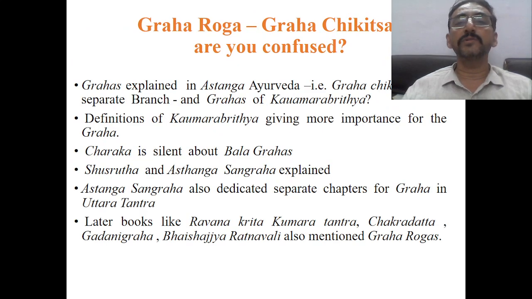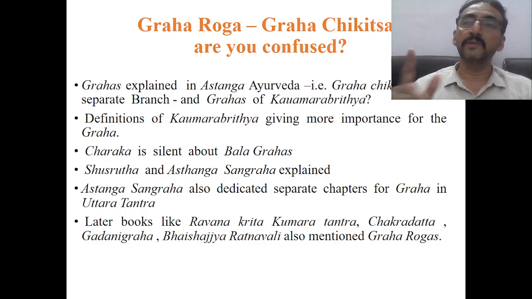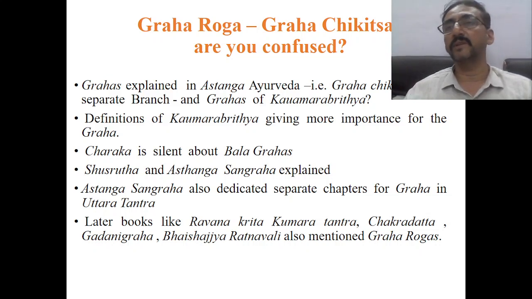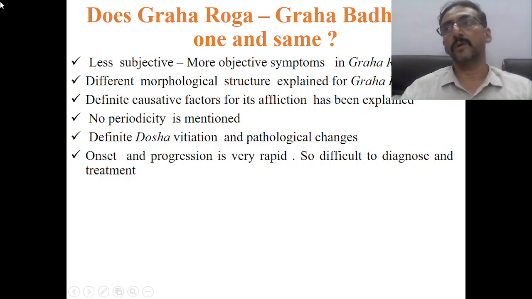Now the big question remains the same: whether the Graha Rogas explained particularly for Kaumarbhritya by different authors, and Graha Chikitsa, which is mentioned as one among the 8 branches of Ayurveda, are one and the same or different. If they are one and the same, how? If they are different, how? This is a basic question that we need to answer. Then only we can carry on. Are Graha Roga and Graha Bada one and the same? This is a big question now.